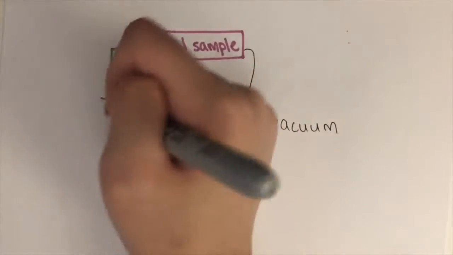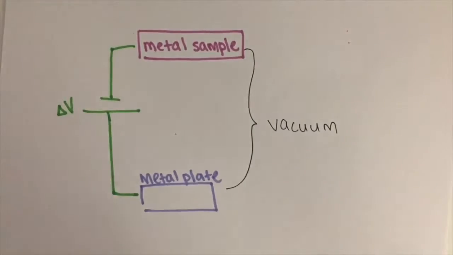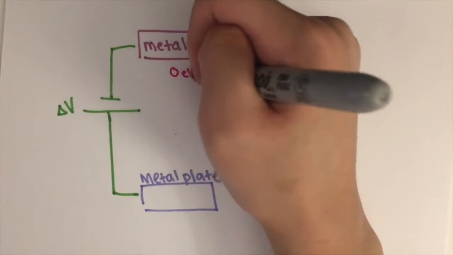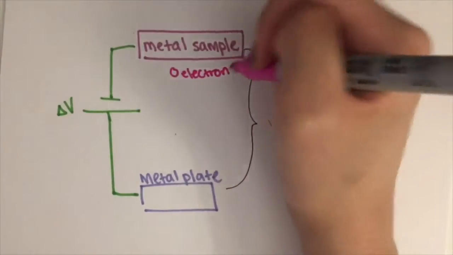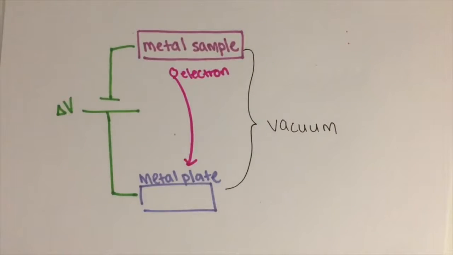The work function of a metal is measured by applying an electric potential. In this setup, if the electric potential energy of the electrons is greater than the work function, the electrons are ejected from the top metal to the metal plate. In other words, electrons will jump across the vacuum gap from the metal sample to the metal plate when the voltage applied is greater than a certain value.